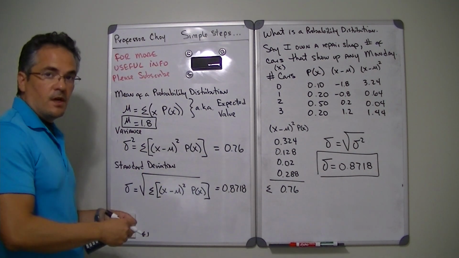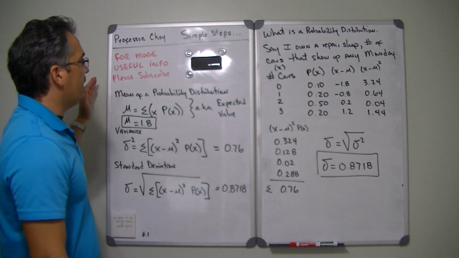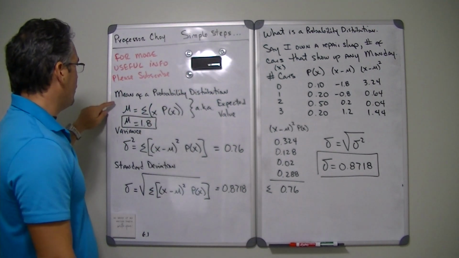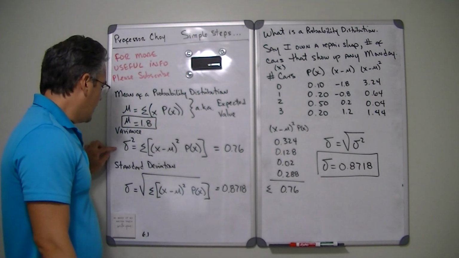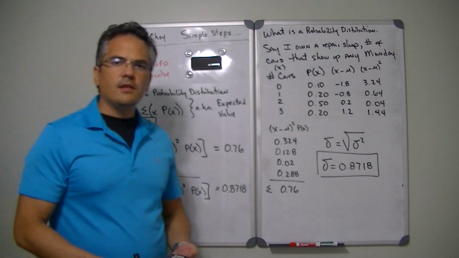Alright, so I hope you like the class today. We just found what is the probability distribution. I explained it, and I show you how to do the mean of a probability distribution, the variance of a probability distribution, and the standard deviation of a probability distribution.